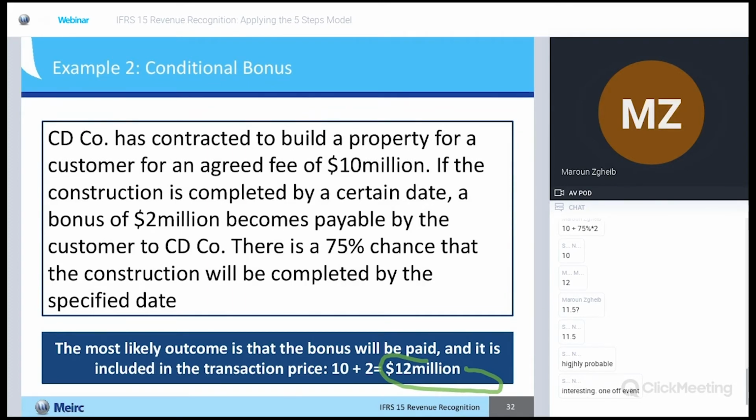Then you include all the 2 million. Why? Because it is most likely and probably they're going to take the 2 million. They're not going to take 75% of the 2 million. They either take 0 or the 2 million. And since it's 75% that they will take the 2 million, it's considered highly probable. A probable event is 50% plus. When you go to 75%, it's highly probable. That's why we can recognize the revenue in this case. Okay, so those are examples of conditional consideration that are received over and above the initial contract, and we recognize them based on the most likely outcome.